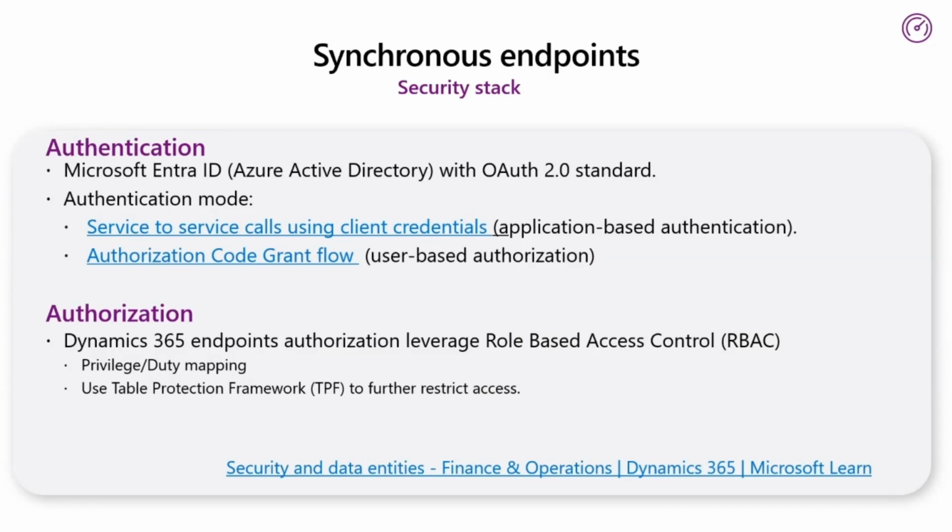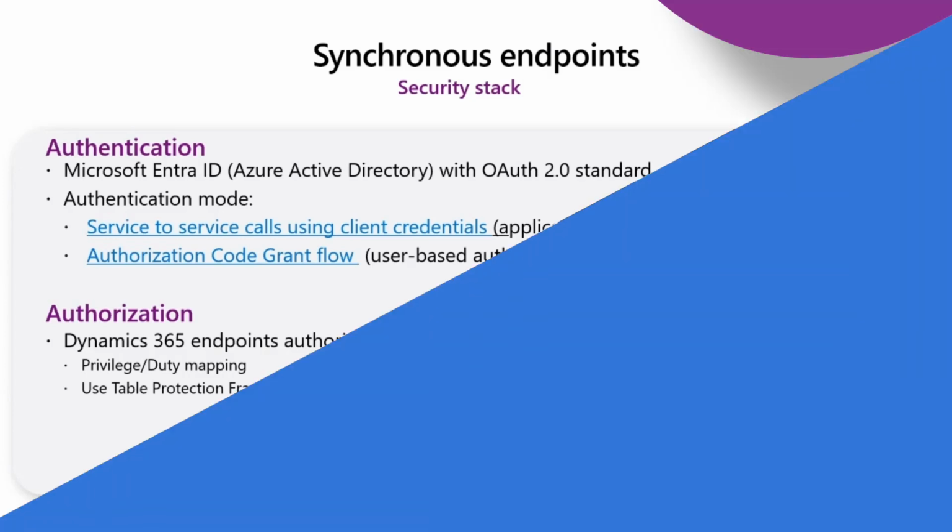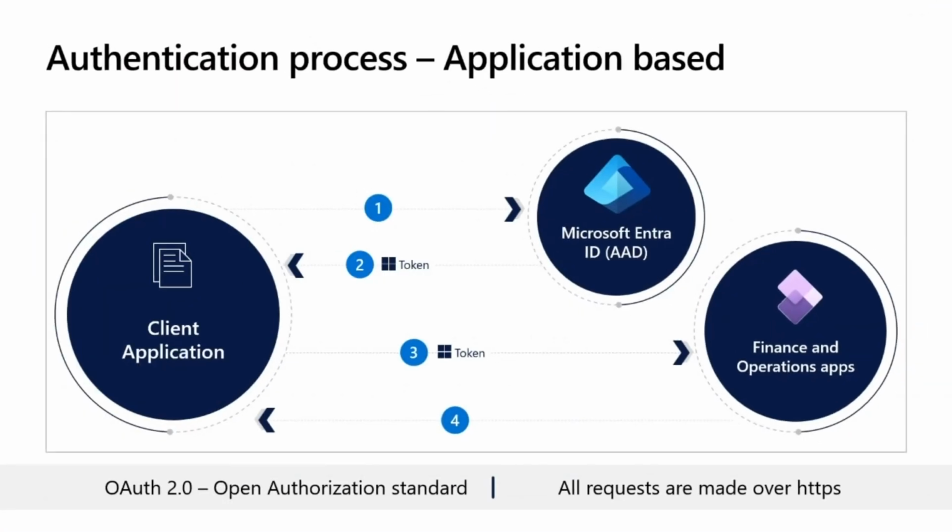Both service-to-service with the client credential and authorization code with user credential are suitable for integration. The authorization instead relies on the role-based access control system of the application. Dedicated privileges and duties must be created for the entities and the custom endpoints. The table protection framework, which increases the security granularity to table and field level, can be leveraged in this context as well.